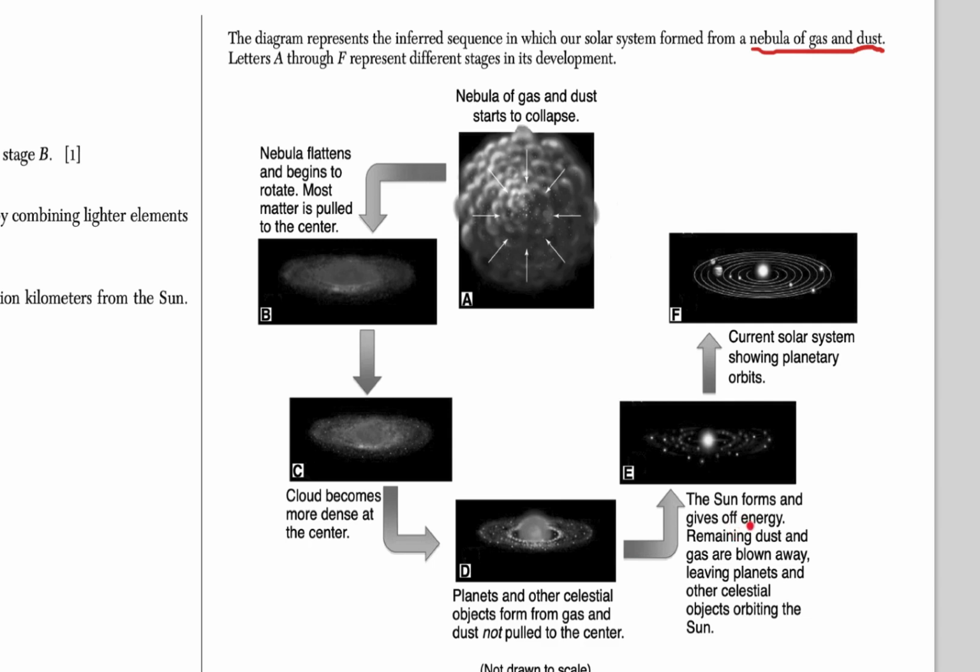E. The sun forms. So again, remember, everything is pulling to the core. That's what gives us our sun. Our sun is a star, and it gives off energy. Now the remaining dust and gas are blown away, and now you can see the planets and the other celestial objects orbiting the sun. So if you know our solar system, you know that the sun is at the center, then you have the planets revolving around the sun, and then you have an asteroid belt between Mars and Jupiter, which is also revolving around the sun. And F is our current solar system, showing the planetary orbits.